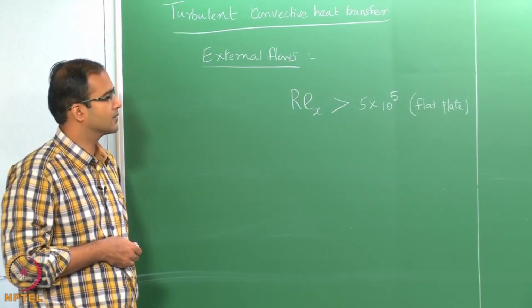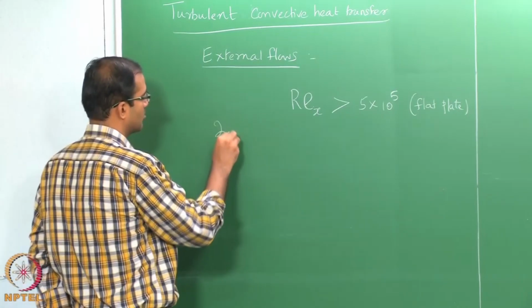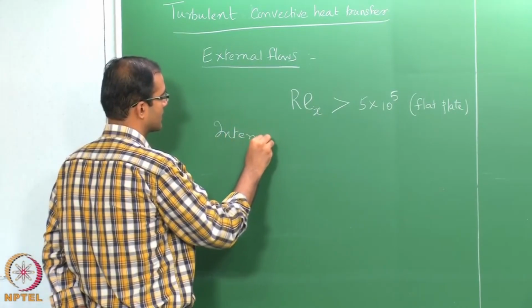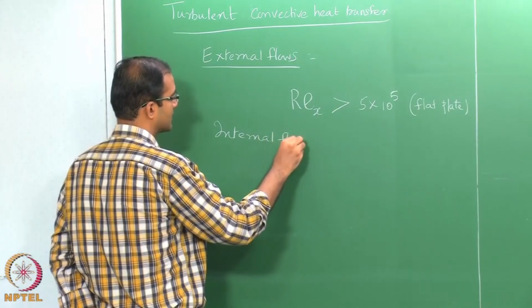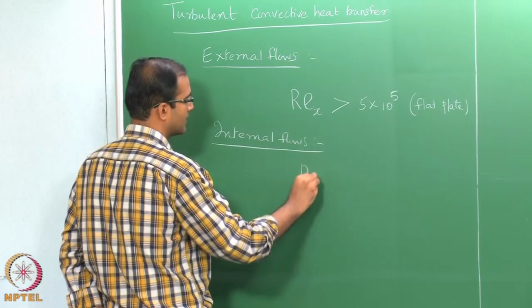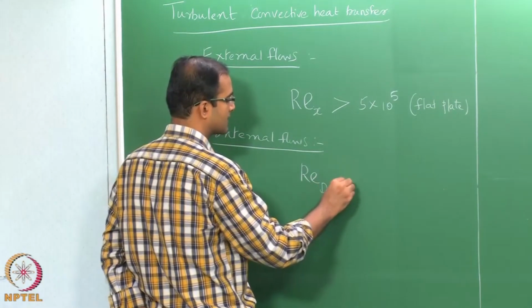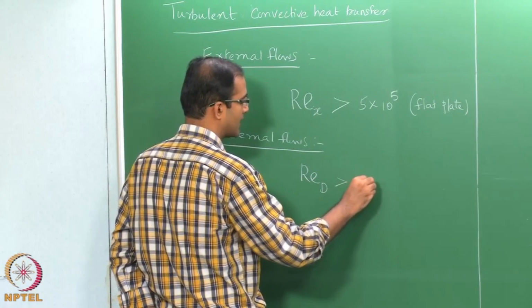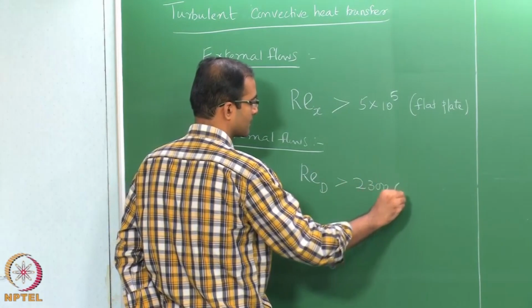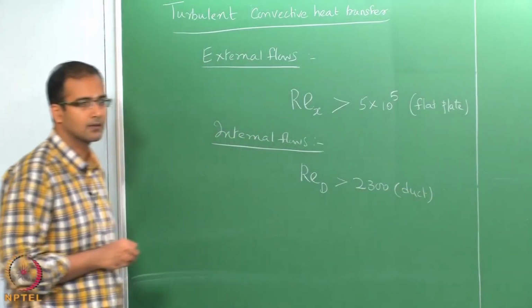Similarly, if you go to internal flows, say flow through a duct, we use the Reynolds number based on the diameter of the duct, and typically if this is greater than say 2300, the flow is said to be turbulent.